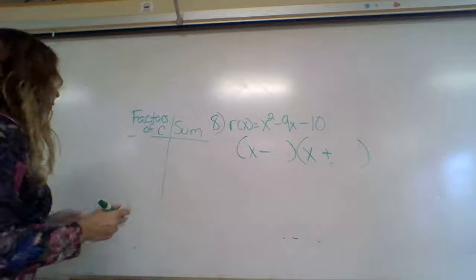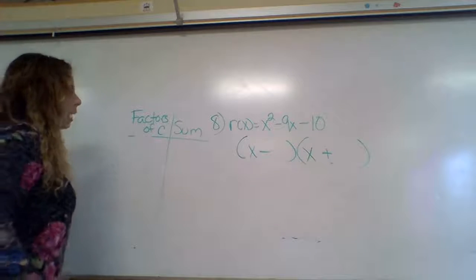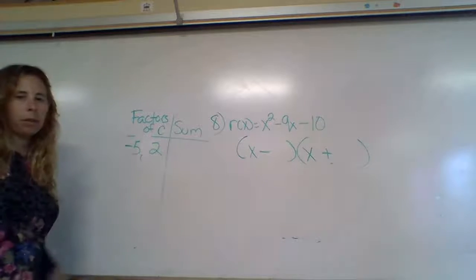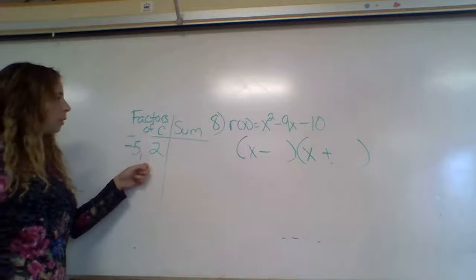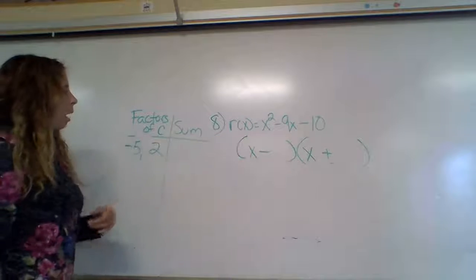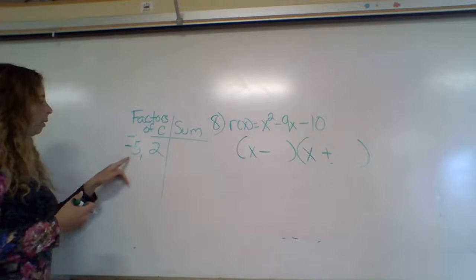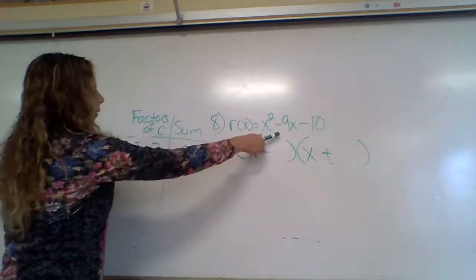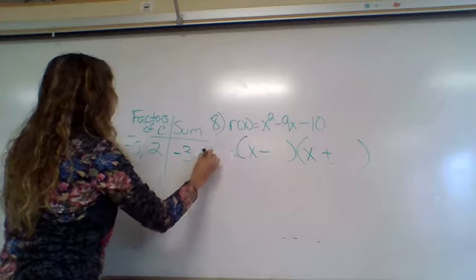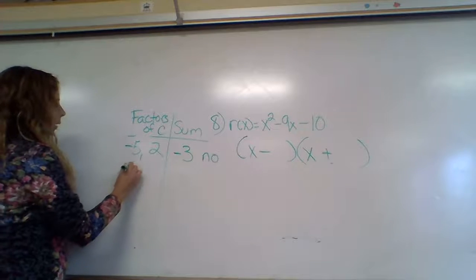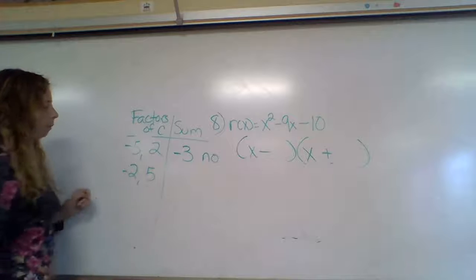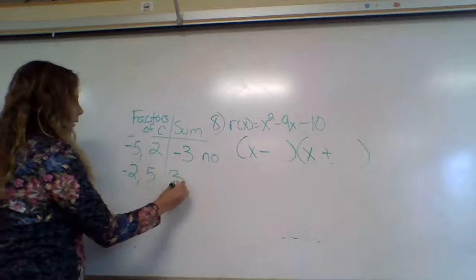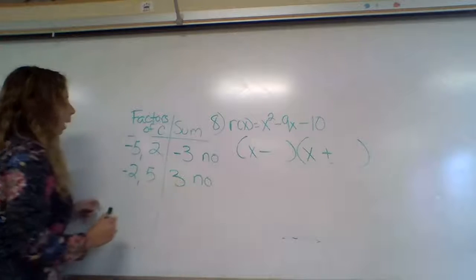Let's see, -10. Let's do -5 and +2. -5 times +2 is -10, but then add them up: -5 plus 2 is -3. It needs to be -9, so no. What if I switch it? What if I go -2 and +5? That's still -10 if I multiply them, but if I add them up, that is +3. No, we're getting further away.